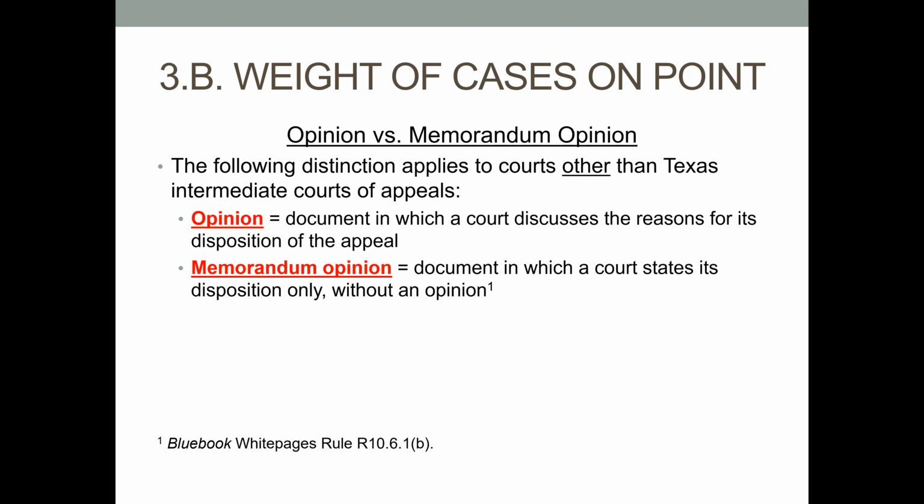And of course, as you can imagine, a memorandum opinion has no weight, because all it does is state the disposition, that the lower court's judgment is affirmed or reversed, but it gives no reasoning or explanation. So it really has almost no use in terms of case law, whereas an opinion would certainly have a greater weight.